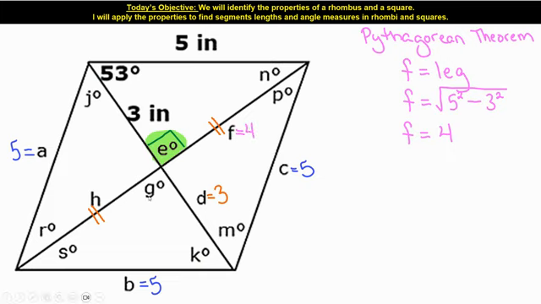G. G is this angle that is also here where my two diagonals intersect. So I know it will also be a 90-degree angle.